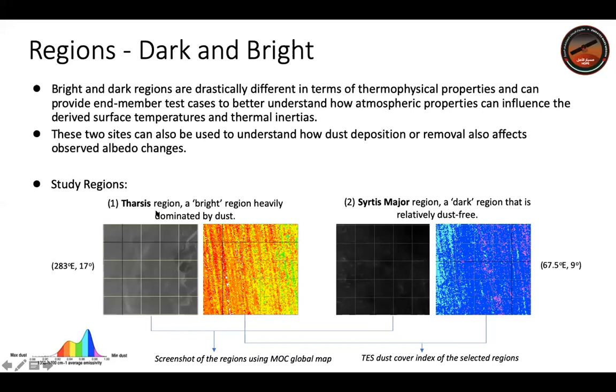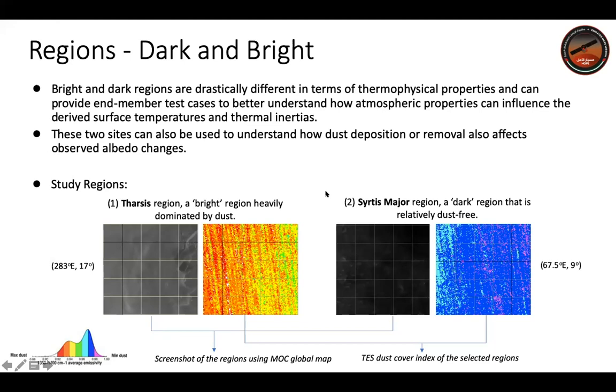As you can see on your left, it's basically a screenshot of the region that I'm interested in, and it was taken by a MOC instrument. And here on the right, you can see the dust distribution. So any colors from red to green represent the dust distribution across the study region. And the other region that I'm looking into is the Syrtis Major, a dark region that is relatively dust-free. So the reason why I selected these two regions is basically for comparison and contrast purposes.